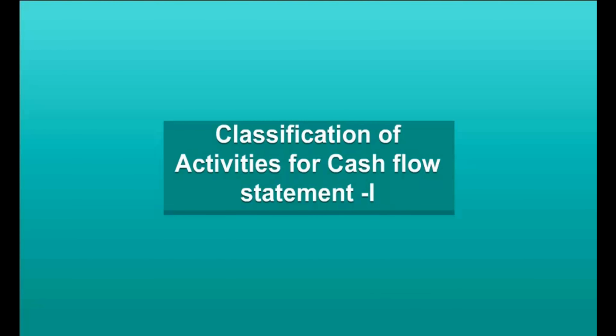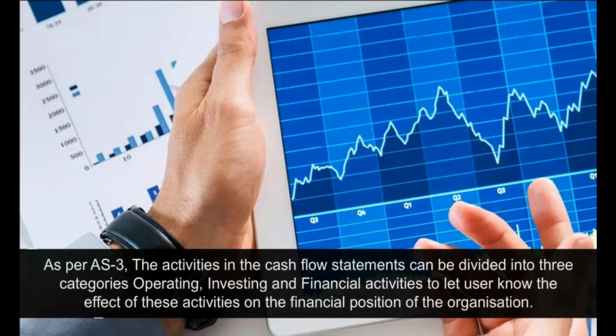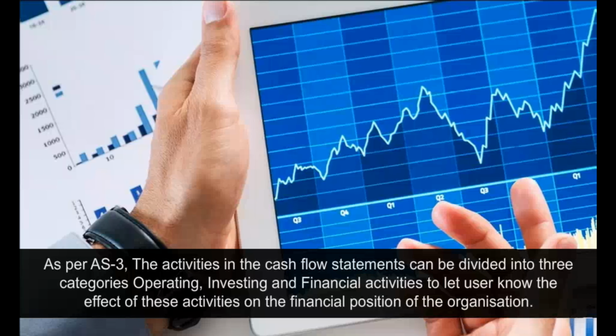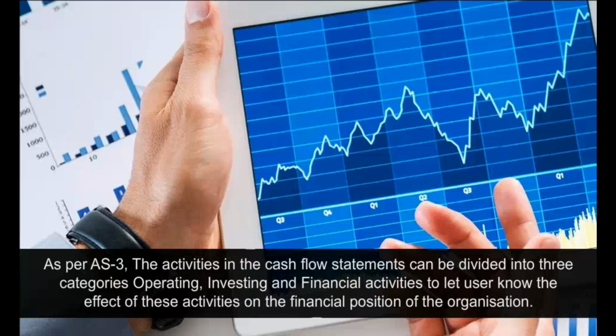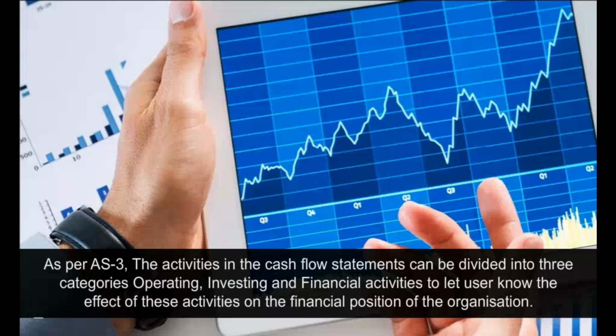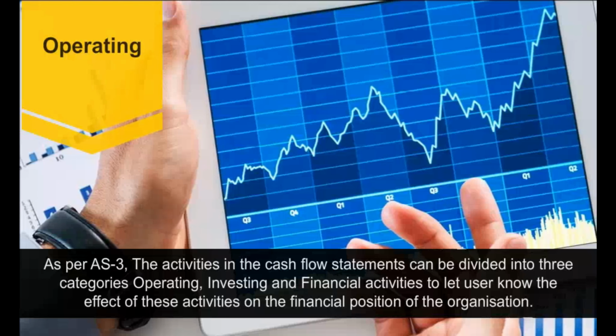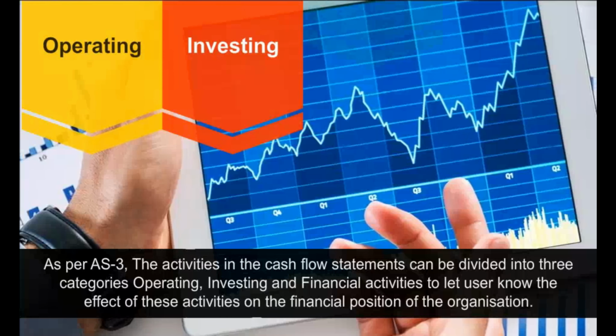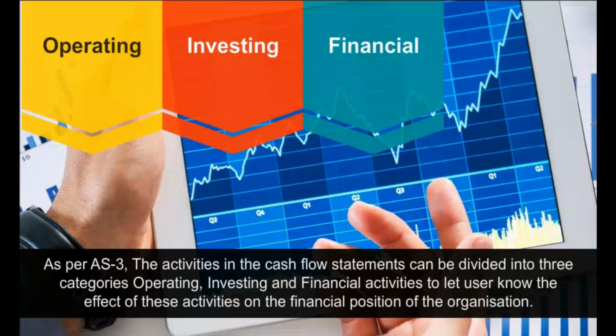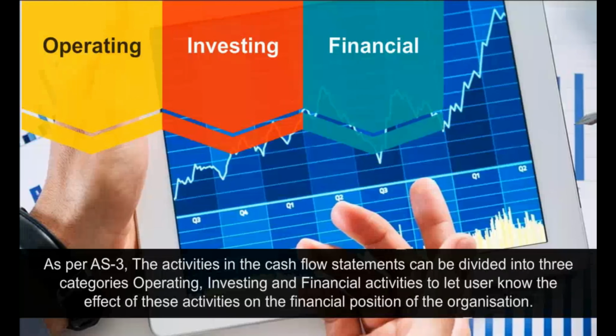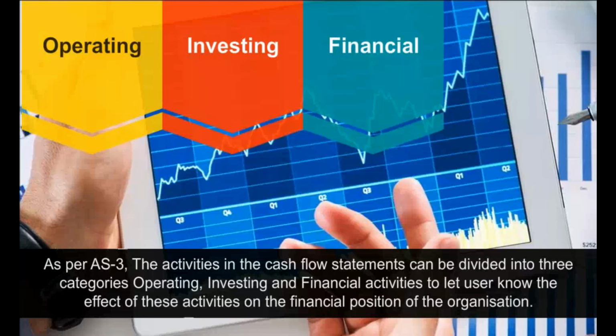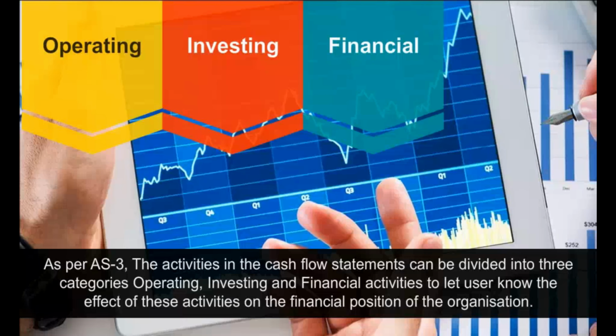Classification of activities for the cash flow statement. As per AS 3, the activities in the cash flow statement can be divided into three categories: operating, investing, and financing activities, to let users know the effect of these activities on the financial position of the organization.